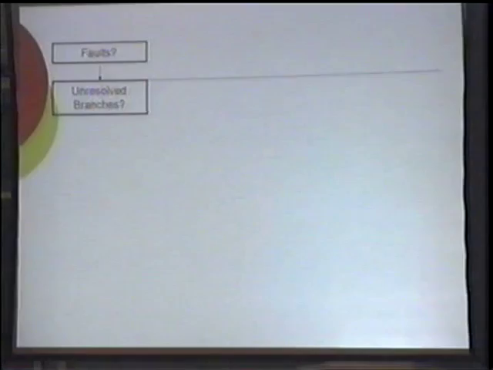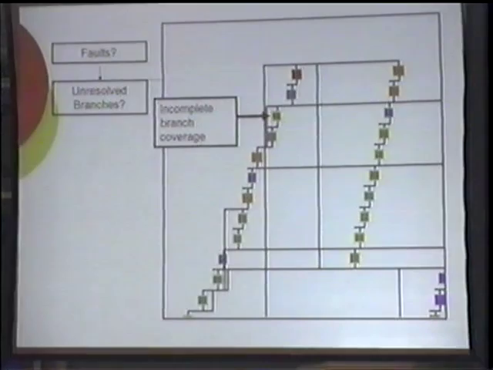Now, this is step two. How many of the branches remain unresolved? So in this graph, I've colored it differently. Orange locations are conditional branches where we've only exercised one side of the branch. Jump if not equal, only one side went this way. So we know that potentially we can increase our code coverage here at this point.